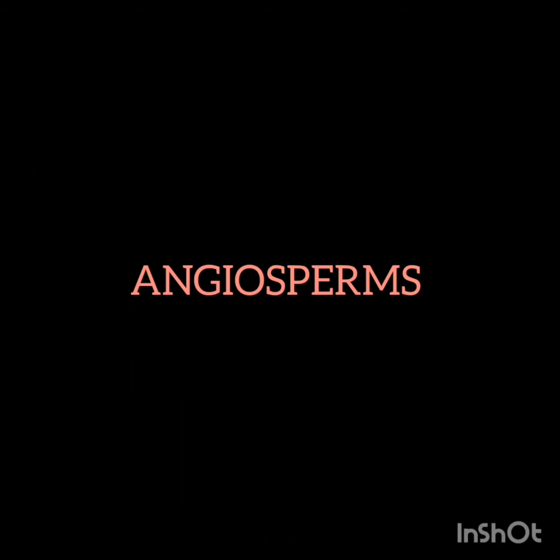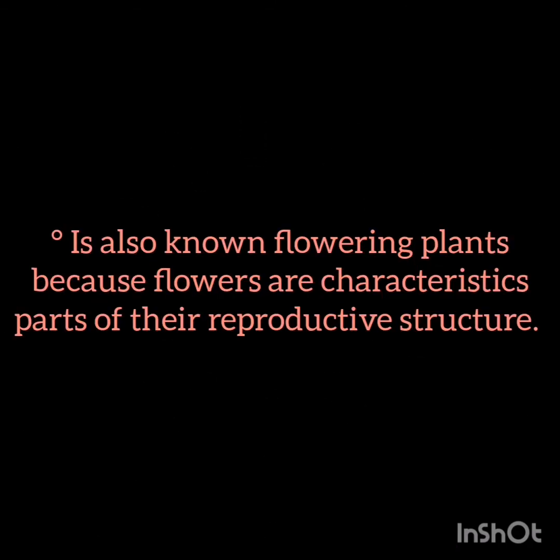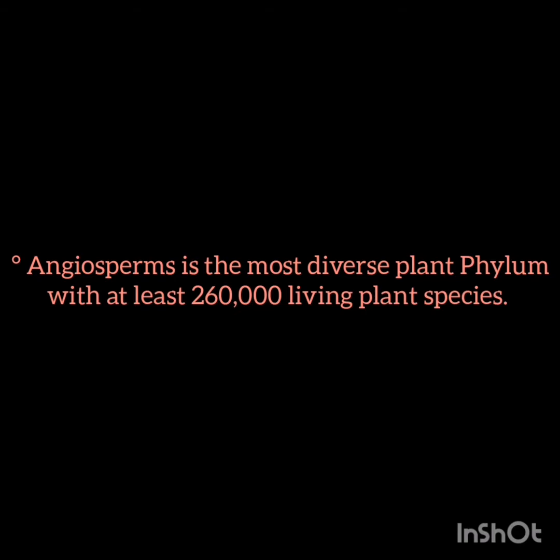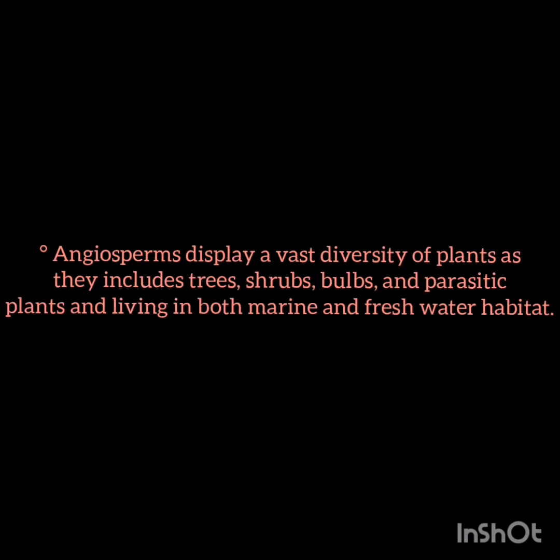The last classification of the plant is the angiosperm. Angiosperm is also known as the flowering plants because flowers are characteristic parts of their reproductive structure. Angiosperm is the most diverse plant phylum with at least 260,000 living plant species. Angiosperms display a vast diversity of plants as they include trees, herbs, shrubs, bulbs, parasitic plants, and living in both marine and freshwater habitats.